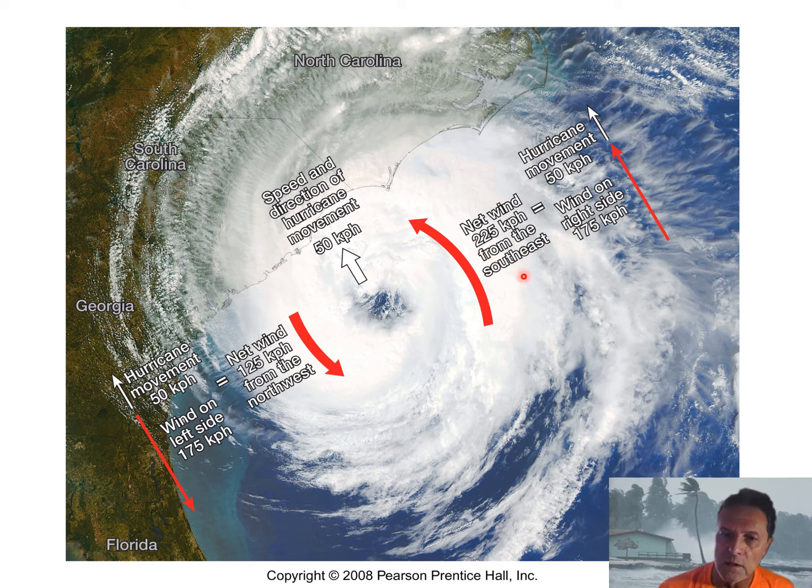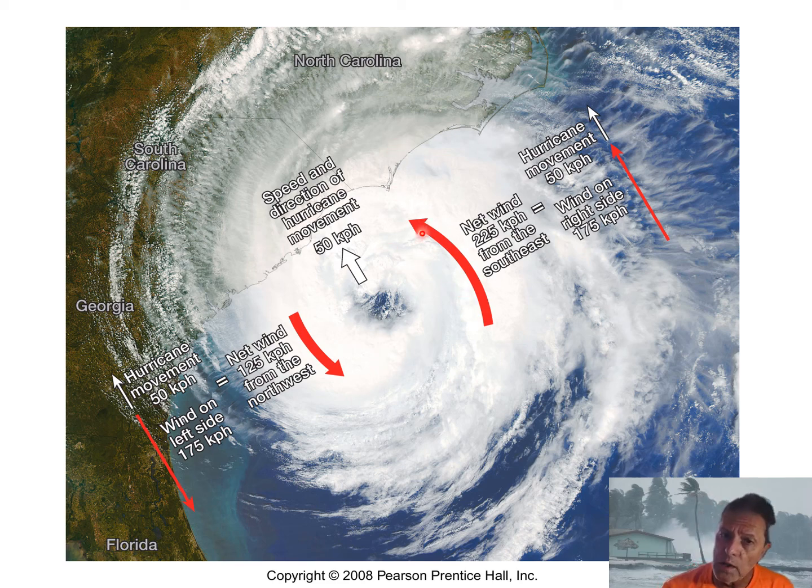But you have to add to that the speed of the wind actually moving the hurricane. So spiraling winds are 175 kph, and the speed of the hurricane as it moves is 50 kph. So you add that 50 to the 175 to get a net wind of 225 kph. That's maximum wind speed. On the other side of the storm, on the southwest quadrant, you get the minimal winds, because you're now subtracting 50 from 175 to get 125 kilometers per hour. So maximum wind speeds here, minimum wind speeds here. Now 125 kph is still very high wind, 75, 80 miles an hour.